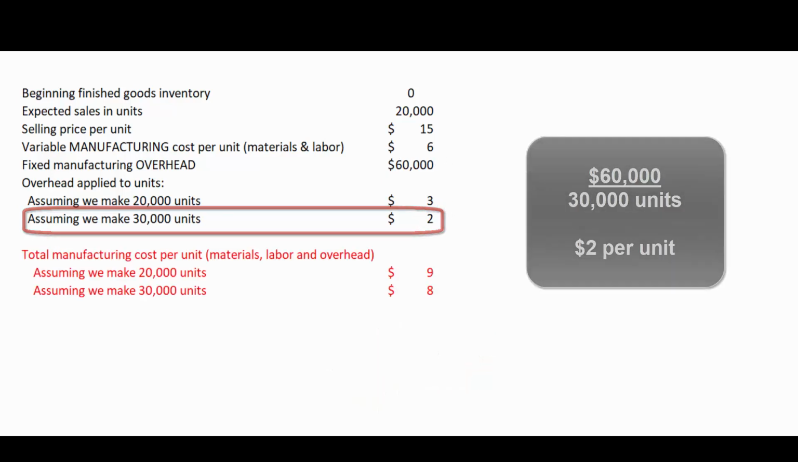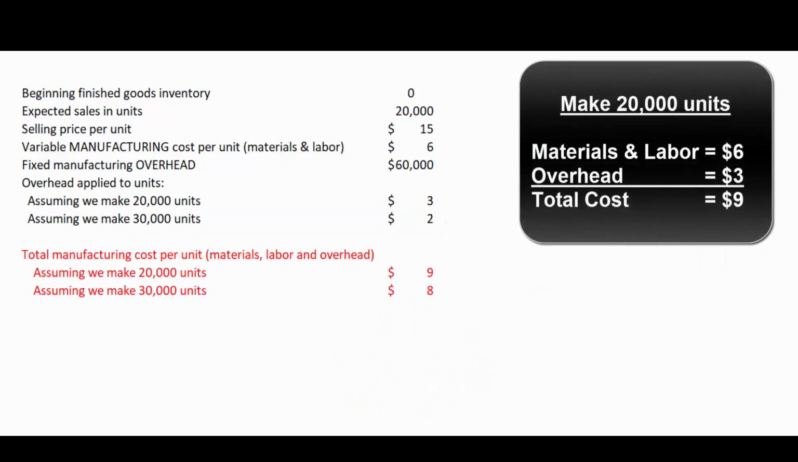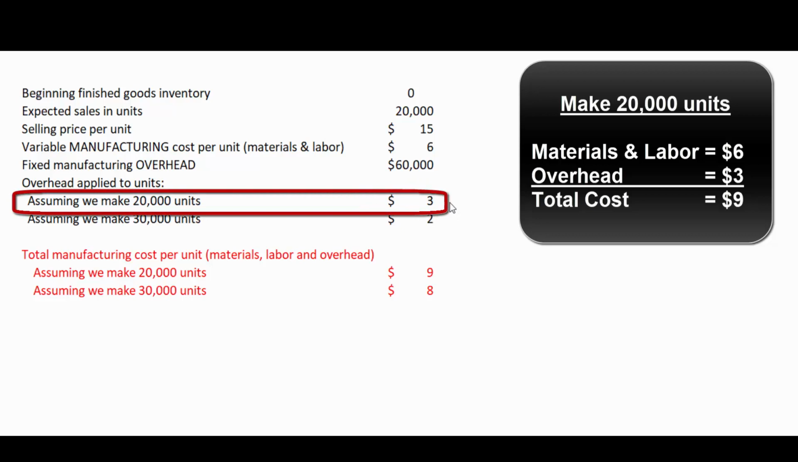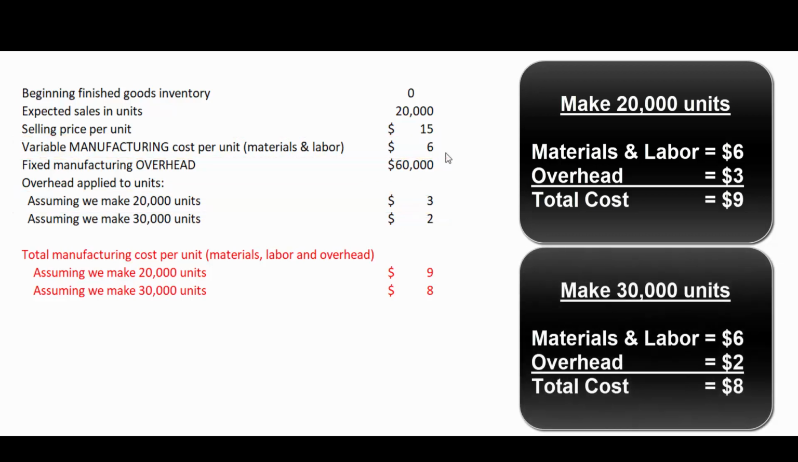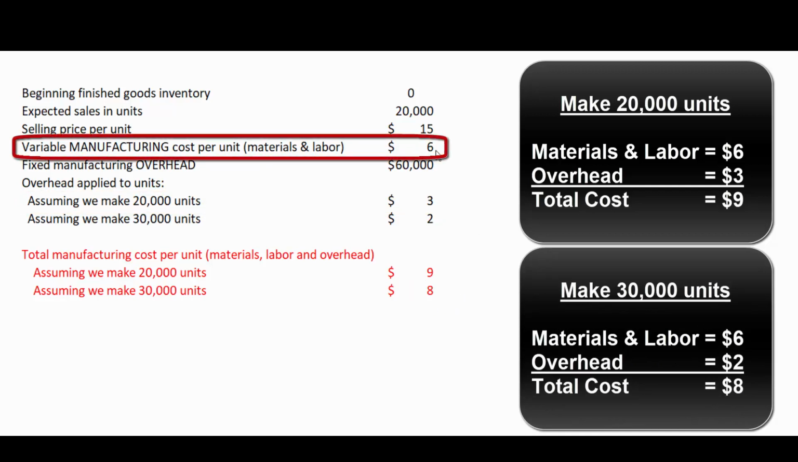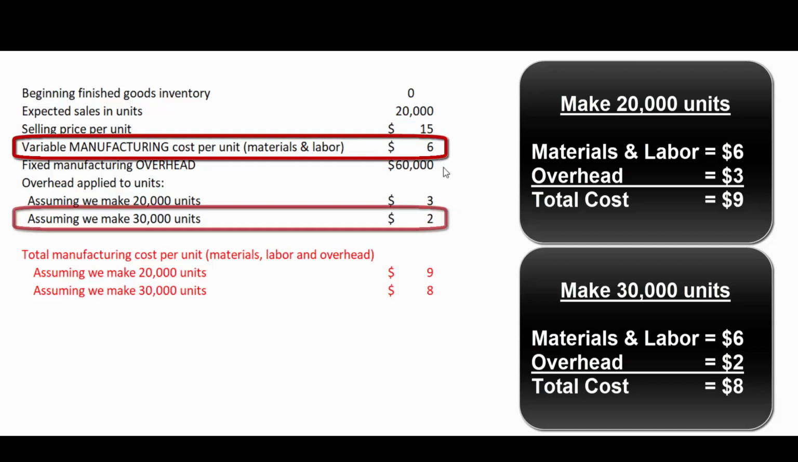So if we make 20,000 units, our cost per unit is going to be $3 of overhead plus $6 of materials and labor. If we make 30,000 units, our cost per unit is going to be $8, which represents $6 of manufacturing costs, materials and labor, and only $2 of overhead.